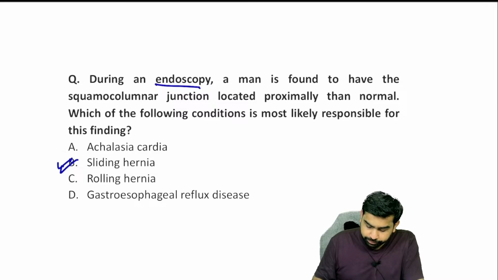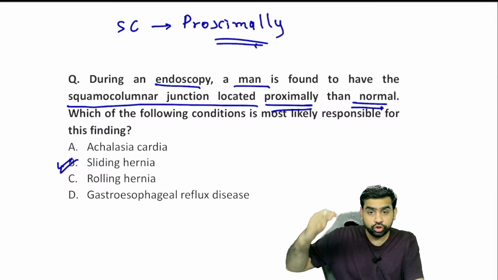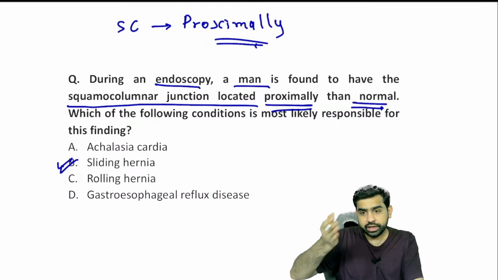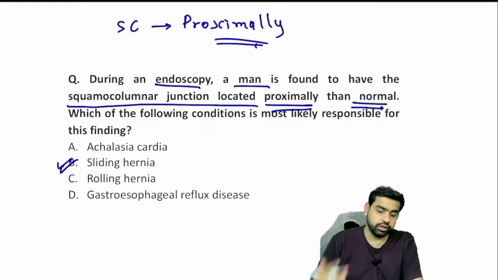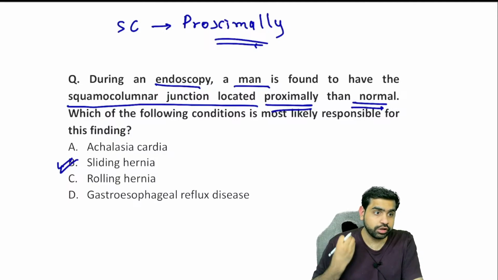During endoscopy, the man is found to have a squamocolumnar junction located proximally than normal. So the squamocolumnar junction has been located proximally. They do not say that there is a conversion of the squamous epithelium into columnar epithelium or anything like that. They are basically trying to say that the GE junction has moved proximally. So this is a sliding hiatus hernia.